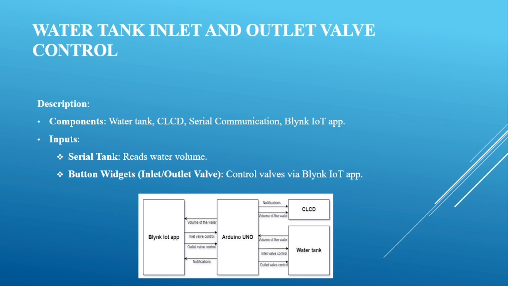Water tank inlet and outlet valve control. The water tank control system integrates several components: a water tank, a CLCD, serial communication, and the Blynk IoT app. The system uses serial communication to read the water volume from the tank. This volume is displayed on the CLCD.